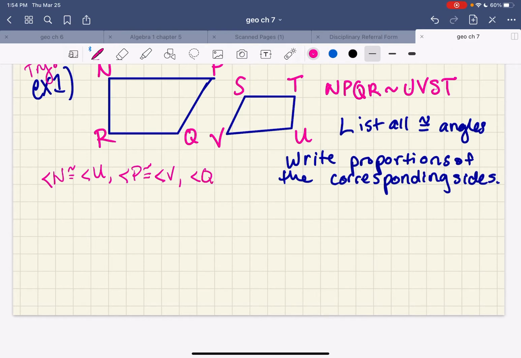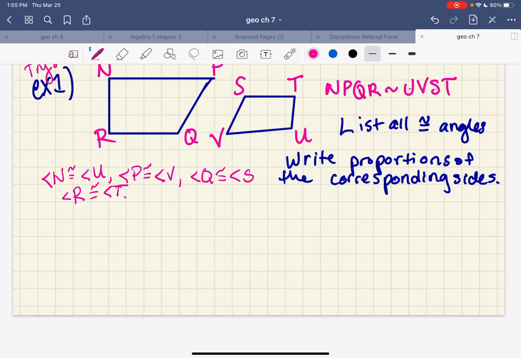Angle Q and S. And then my last one is angle R and T. So those are my congruent angles that it asks me to list, and then it wants the proportions of the corresponding sides. So we don't have any side lengths here, but we do have the corresponding sides just like we did in the triangle example.